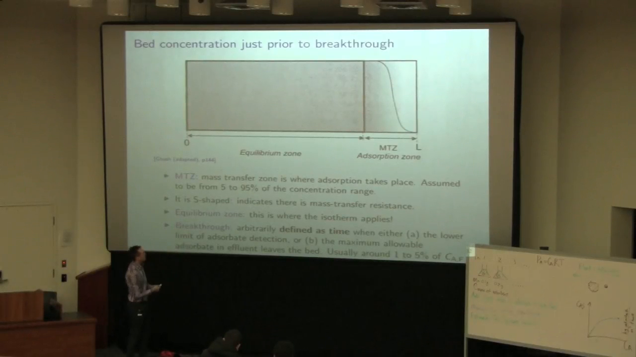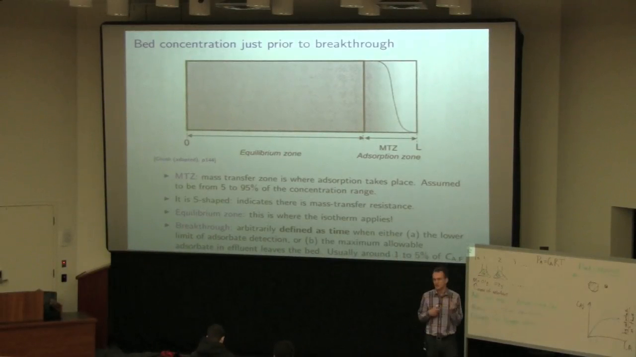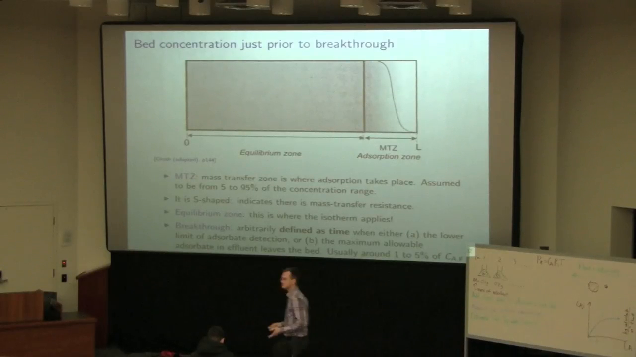The equilibrium zone is this upfront part where the isotherm applies. And then breakthrough, as I've mentioned, is arbitrary depending on the system you're working with and the company's policy, the lower limit of detection or whatever your maximum allowable value is. If neither is given, you can assume somewhere between 1 to 5% of my feed concentration. So the moment you reach a small 1% or 5% of what's coming in starting to leave, you can say I've reached my breakthrough.